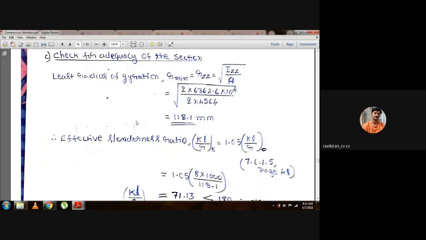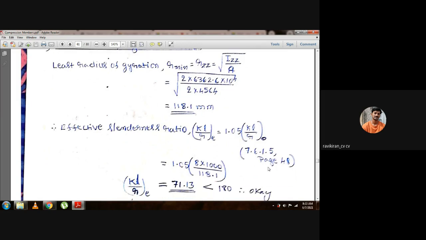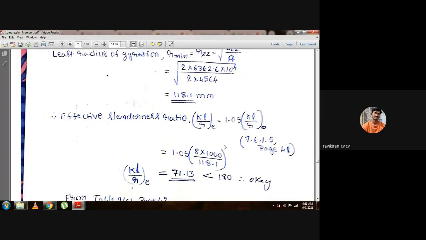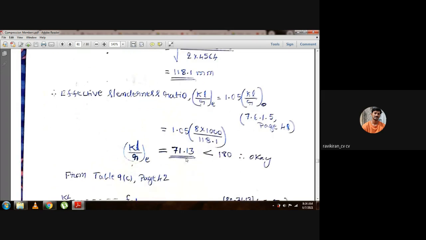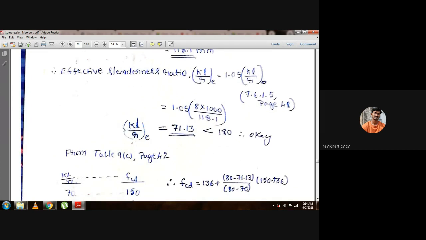And for the effective slenderness ratio, we should increase the actual value by 5% as per the code. If you open page 48, 7.6.1.5 is mentioned. So the actual slenderness ratio is KL by r, effective length is 8 meter and the r value we just got is 118.1. If you multiply by 1.05 to increase by 5%, the value you get is 71.13, which is less than 180. So it is okay. Once you get the slenderness ratio value, go with Table 9C.